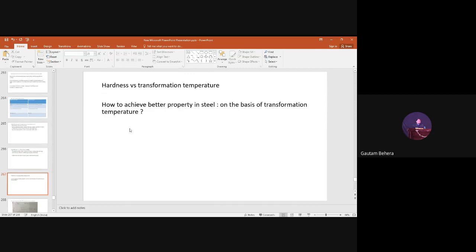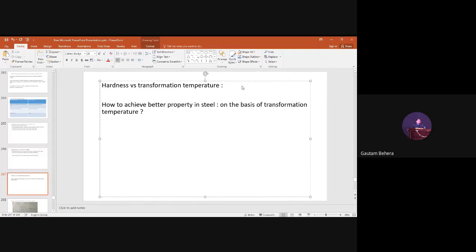Now, hardness versus transformation temperature. Transformation temperature means transformation of austenite to different products. So what is the relation? Can you people tell me quickly? Let me see who can answer. This is a very simple question. Hardness versus transformation temperature, how are they related? Sir, inversely. Inversely related. Very good.